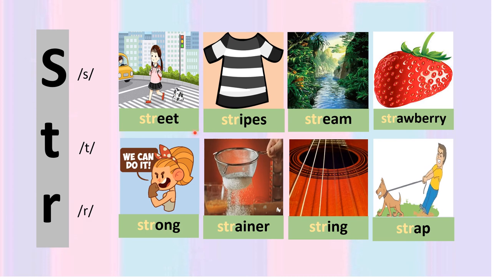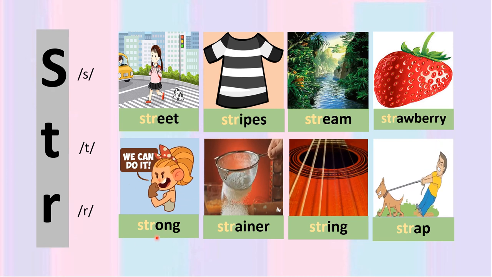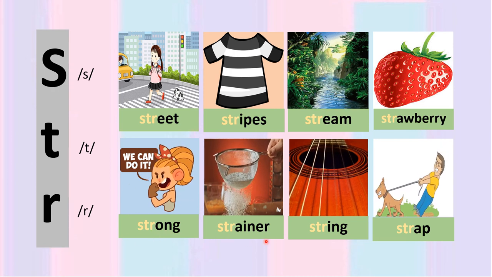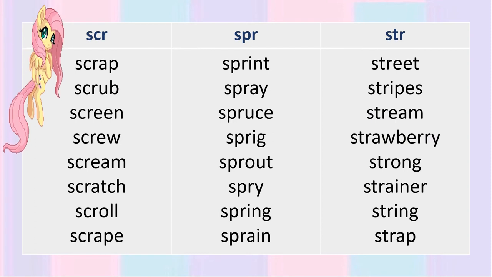Now let's read again all the words with STR. Street. Stripes. Stream. Strawberry. Strong. Strainer. Stream. Strap. Let's reread the words with triple consonant blends SCR, SPR, and STR. Now let's first read the words with SCR. Please follow after me. Scrap. Scrub.